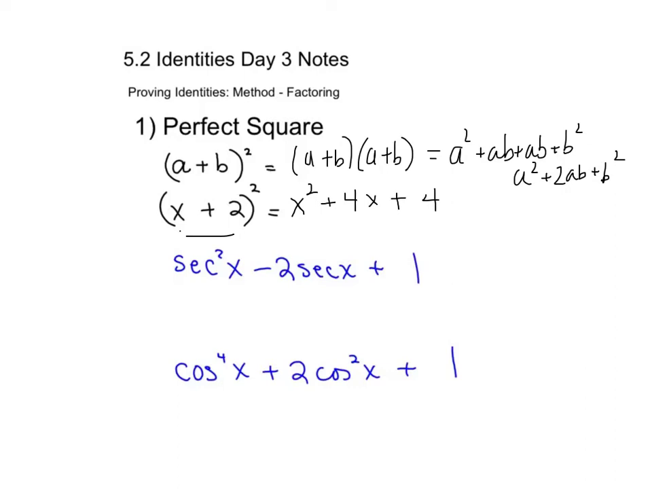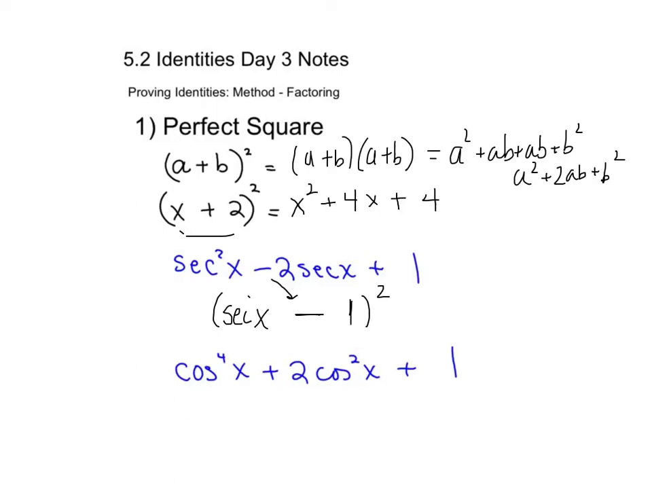All right, same kind of deal here. We have secant squared x minus 2 secant x plus 1. You can see that that is also a perfect square. And so when I write it like this, this will be secant x and 1. And because this is a minus sign, this will be minus. And so if we were to multiply this out, remember that the first term was secant squared x. The last term would be 1. The middle term would be secant times negative 1, which is negative secant x, doubled, negative 2 secant x.